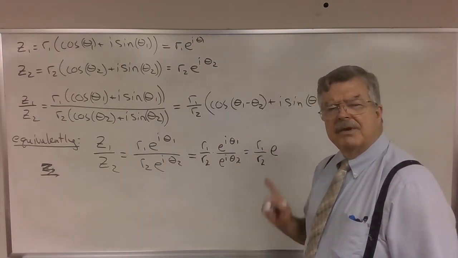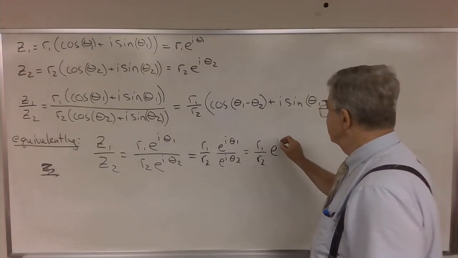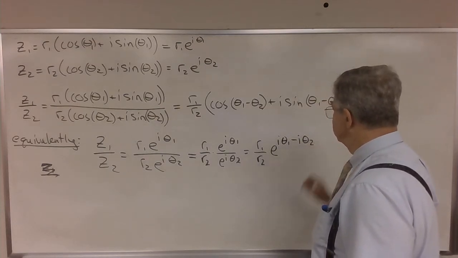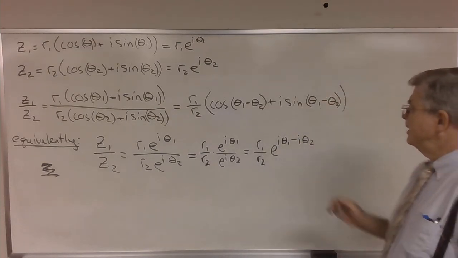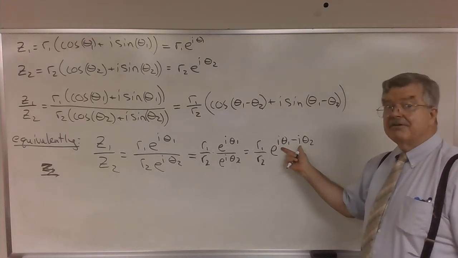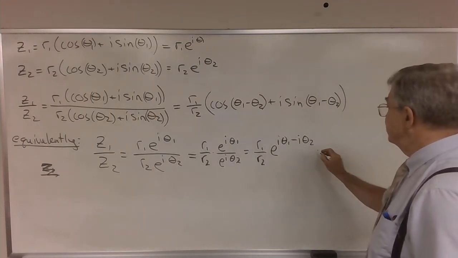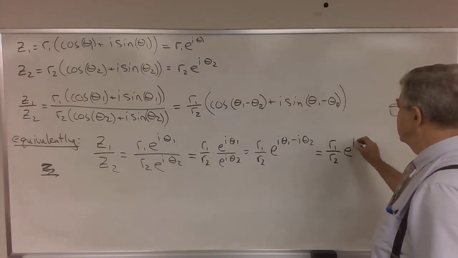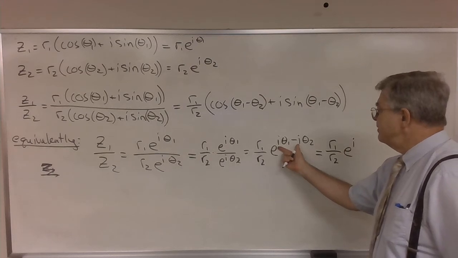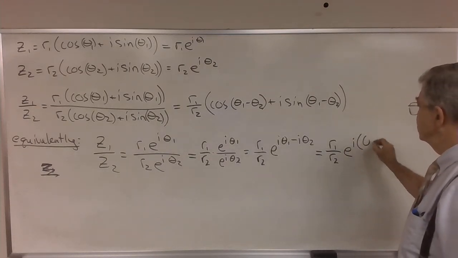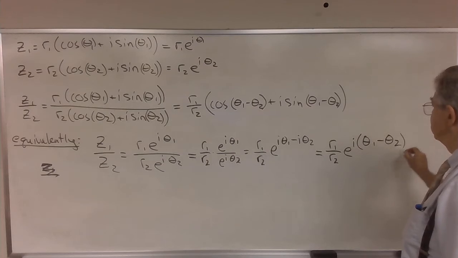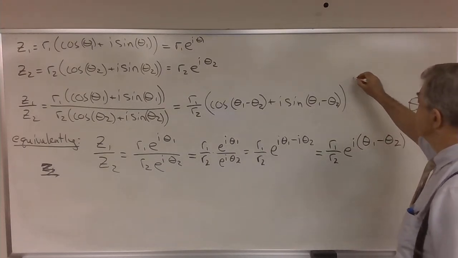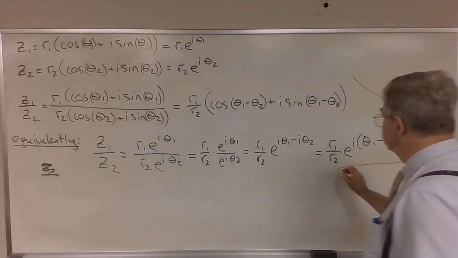So don't we subtract exponents? The exponent of the numerator minus the exponent of the denominator. And we have this common factor of I again, so we'll factor that out. We factor the common factor I out, and we get theta 1 minus theta 2. And again, this works out exactly as it should.